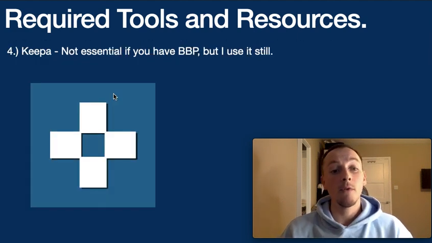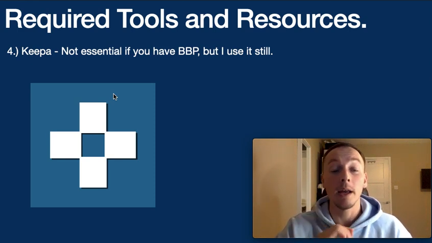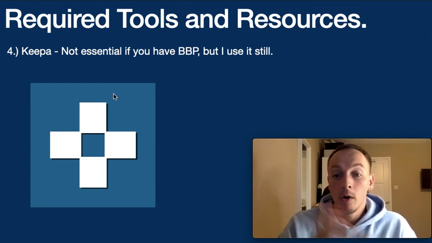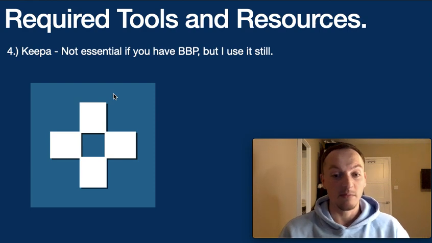So number 4 is Keeper. Okay, so it's not essential if you use BuyBook Pro, as I said before, because there is a graph in BuyBook Pro you can use if you want to save money. Keeper's only about £13, and I'm not affiliated with Keeper whatsoever, so literally nothing in it for me apart from saying I still use it.